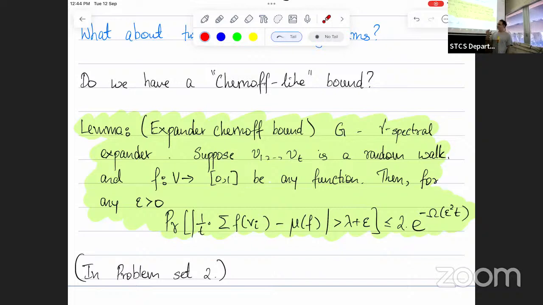Okay, and in problem set 2, we'll break it up into small parts so that this is one of the questions you can solve. But as I mentioned, this thing is actually there in Madan's notes. In problem set 2, I'll try to give a different proof of this.